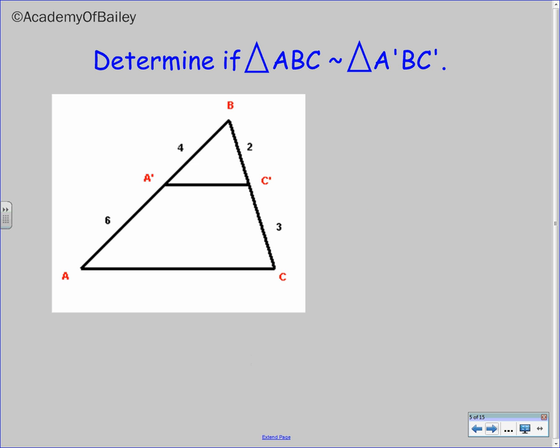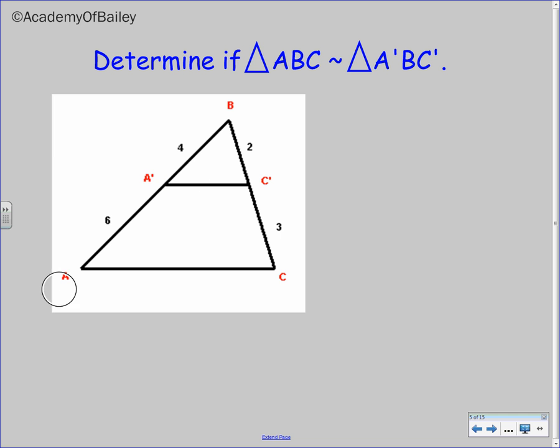Let's look at this one. I would like you to determine if triangle ABC is similar to triangle A prime, B, C prime. And this little symbol here, I'm calling it prime. And that's just another way to say that those two points are not the same. If we look here, point A is different than point A prime.